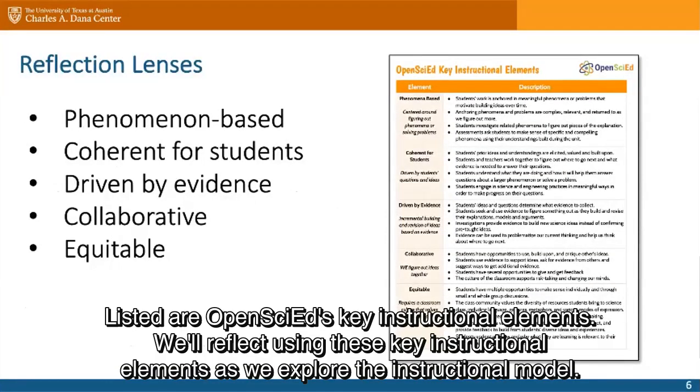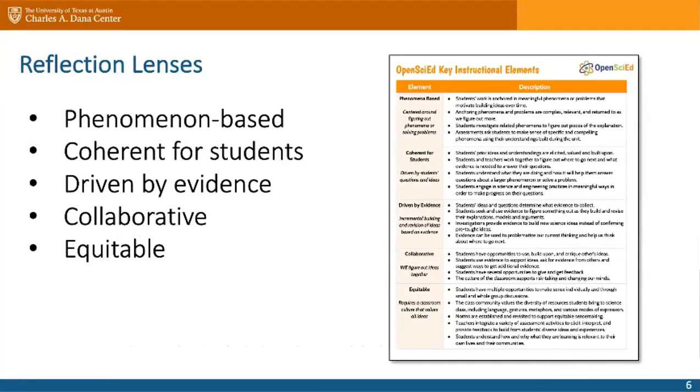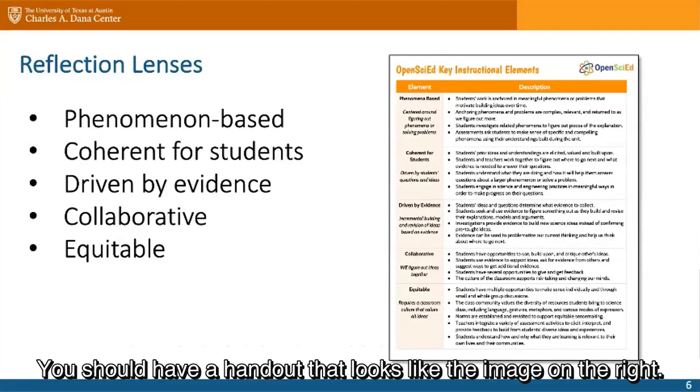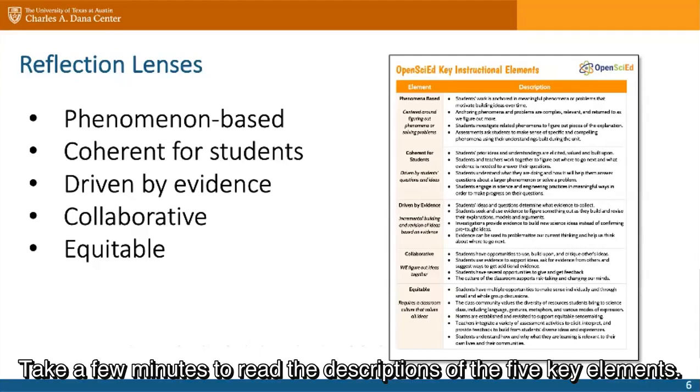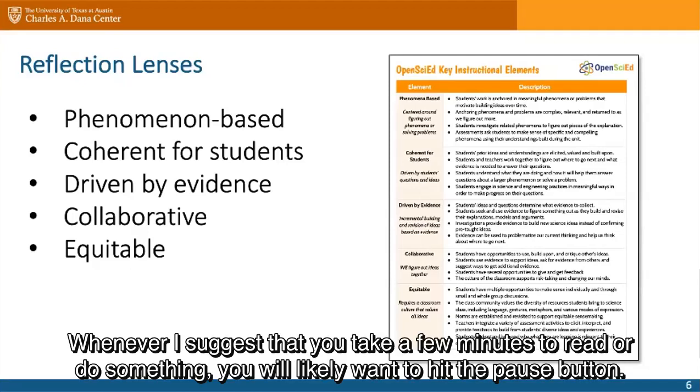Listed are OpenSciEd's key instructional elements. We will reflect using these key instructional elements as we explore the instructional model. You should have a handout that looks like the image on the right. Take a few minutes to read the descriptions of the 5 key elements. Whenever it is suggested that you take a few minutes to read or do something, you will likely want to hit the pause button.